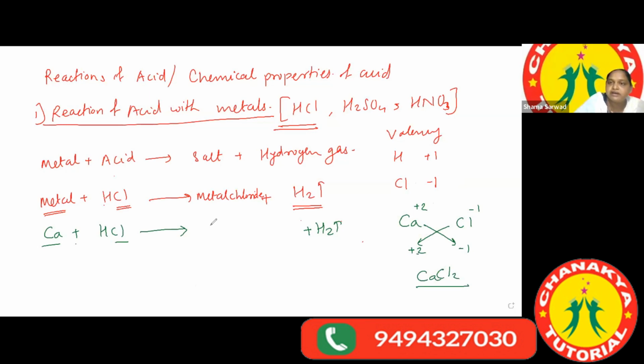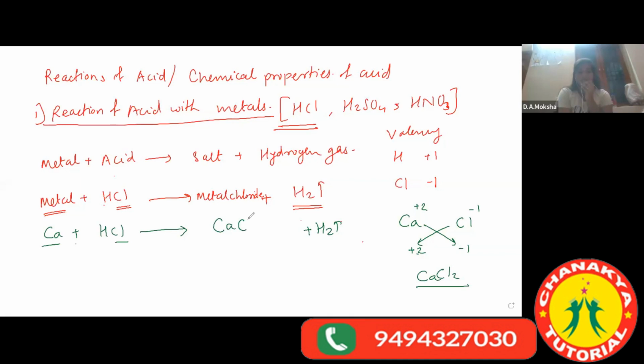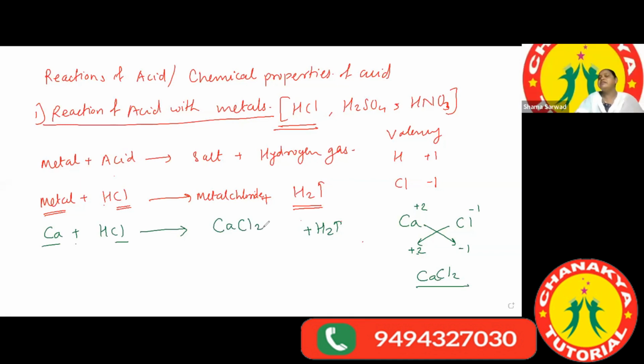What am I going to write here? Yes, what should I write here? Moksha? CaCl2. Very good. I am supposed to write CaCl2 here. Name of this compound? Calcium chloride. Correct? Yes. Is this reaction balanced?